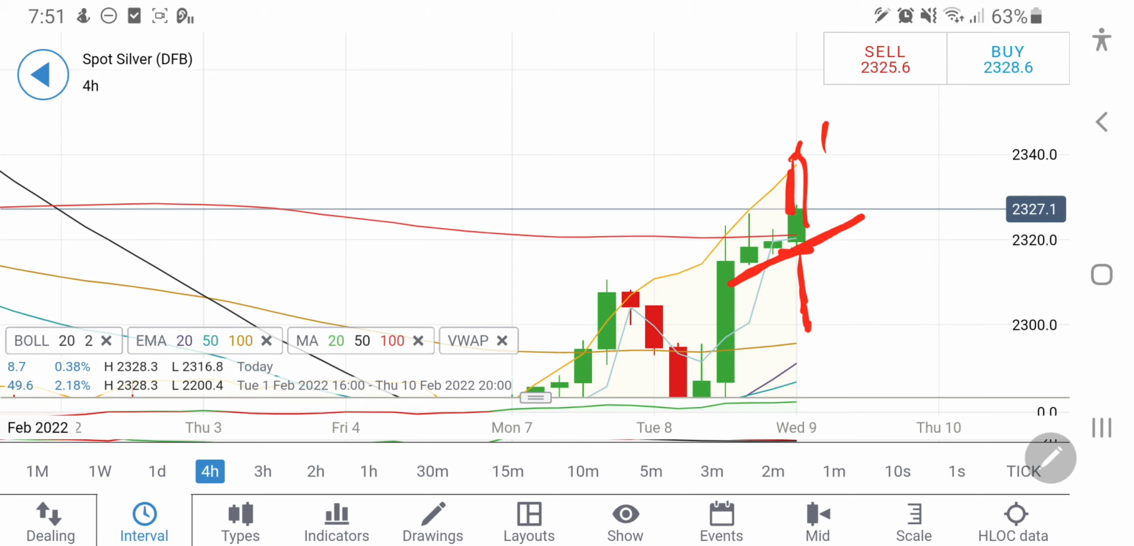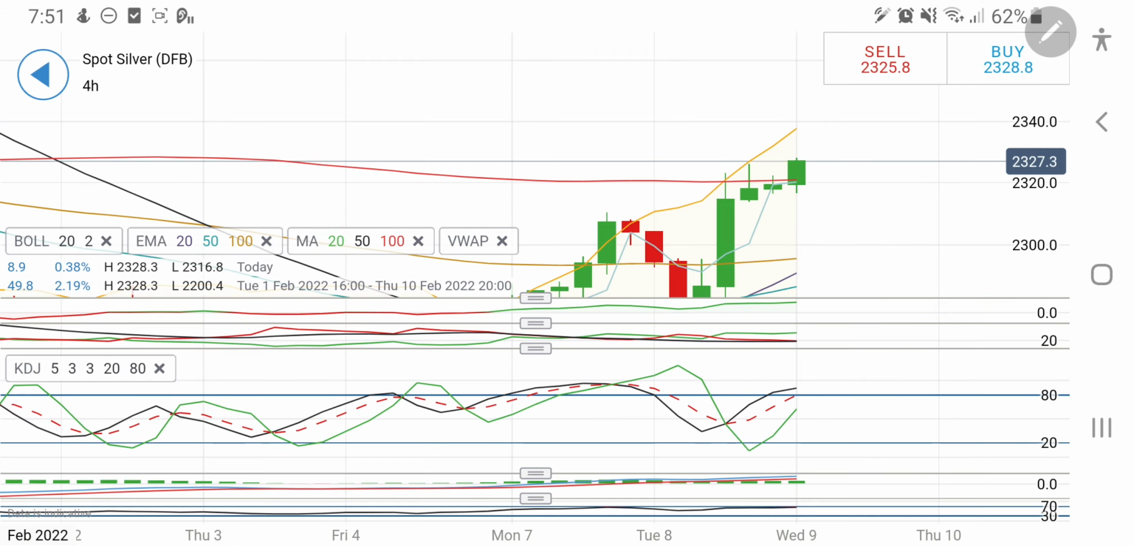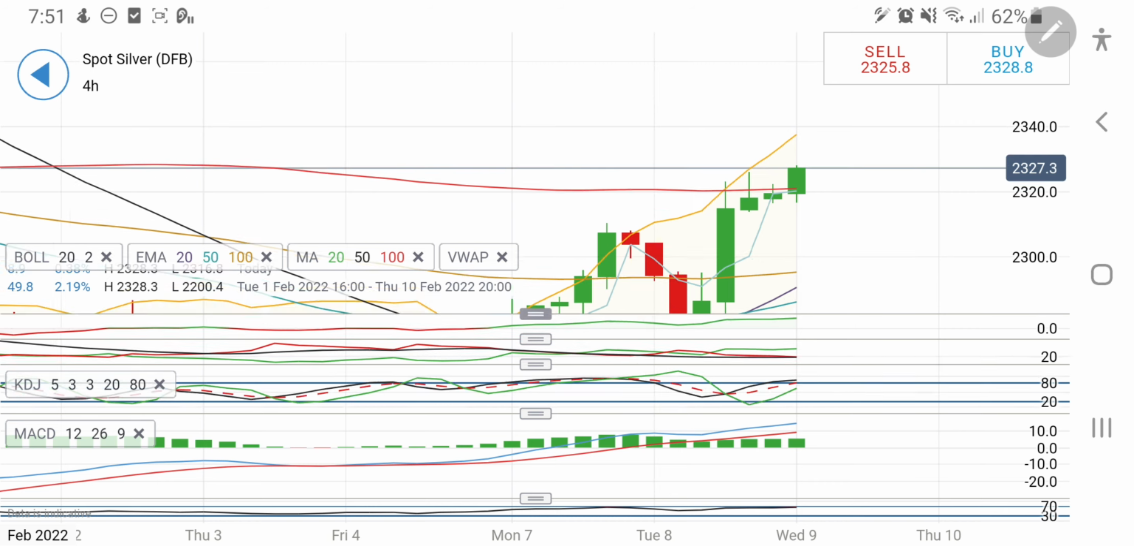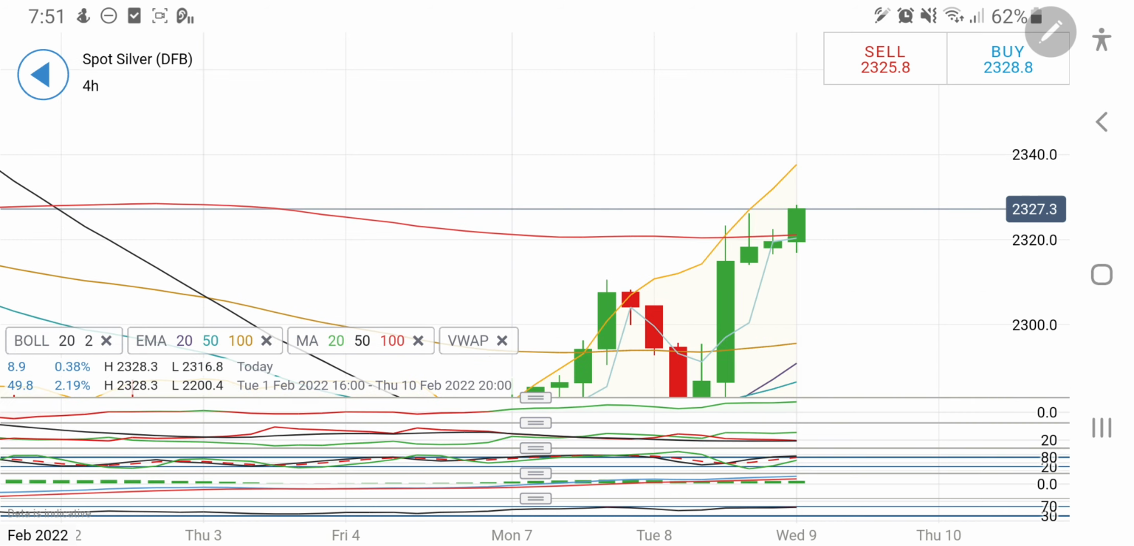Remember, till the time it remains above 2318, you can remain long on silver. You can expect it to rise sharply towards 2360 levels before it tries to drop tomorrow or day after tomorrow. So this is for silver. Also on the 4-hour charts, it is overbought. A little drop is required, but only go short below 2318 levels.